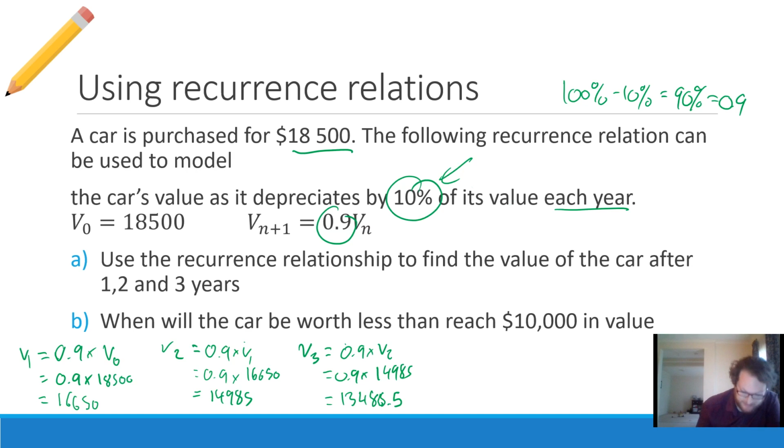So when will the car be worth less than $10,000? Well, we can do the same process. 3 times gets us to 13,486. Let me do this again really quickly. 18,500, 0.9 times the answer. There's 1, there's 2, there's 3, there's 4, there's 5, almost to 6. After 6 years, it'll be worth less than 10,000. After 6 years.